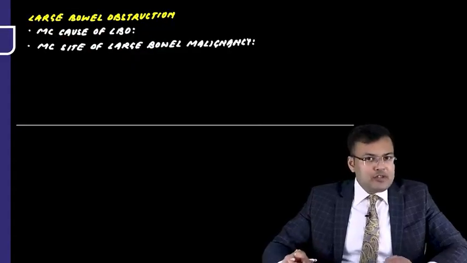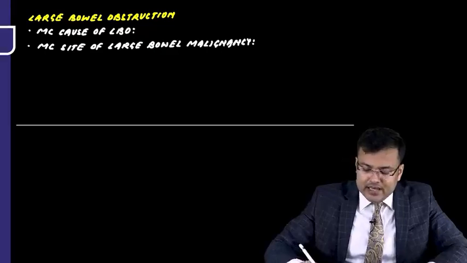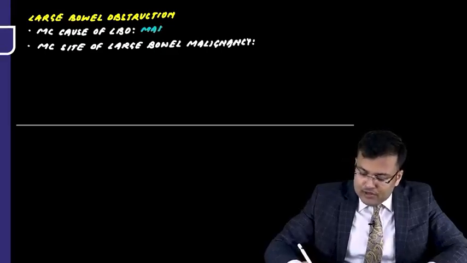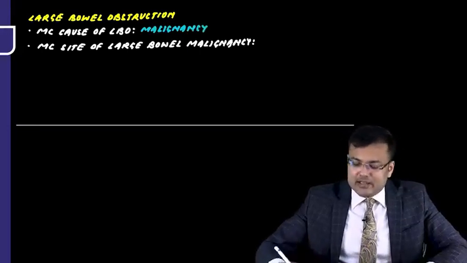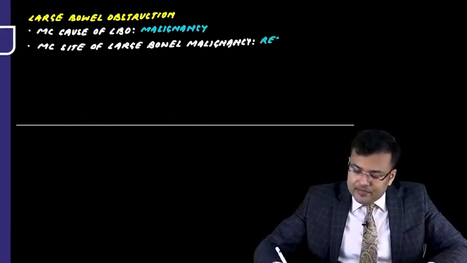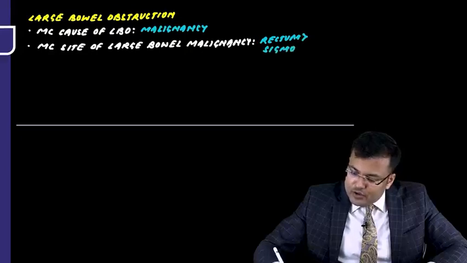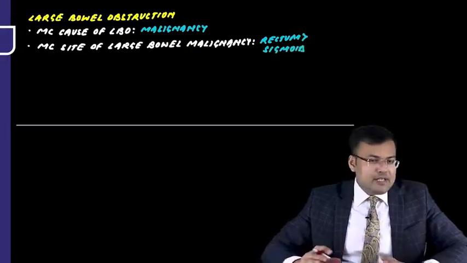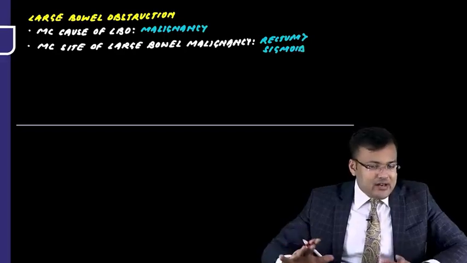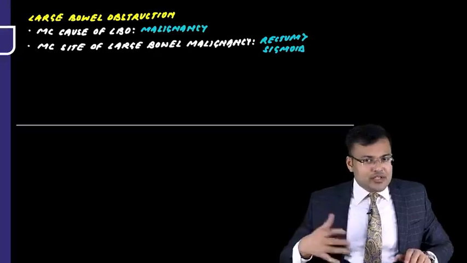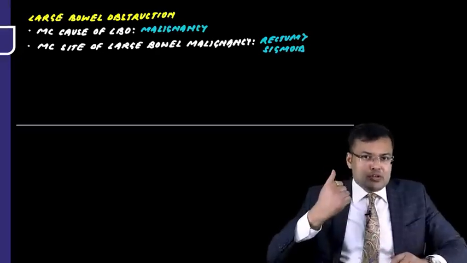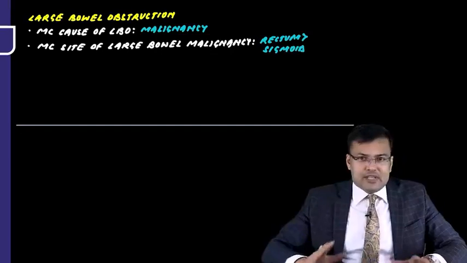What is the most common cause of large bowel obstruction? We discussed it is malignancy. And what is the most common site of large bowel malignancy? You know, it is the rectum, followed by the sigmoid. See, adhesions are rarely responsible for large bowel obstruction. So in small bowel obstruction, there is colicky pain, multiple episodes of bilious vomiting, and non-passage of feces and flatus.